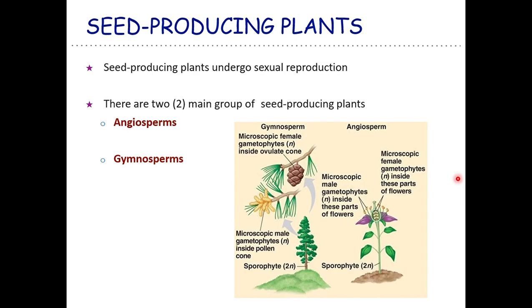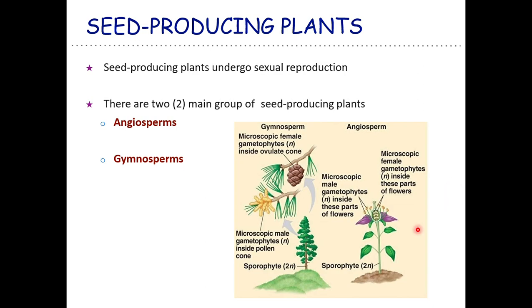Seed producing plants undergo sexual reproduction. This differs from plants that produce no seed or non-viable seed. Those plants use vegetative propagation, but seed producing plants undergo sexual reproduction. There are two main groups of seed producing plants. The first one is angiosperms and the second one is gymnosperms.